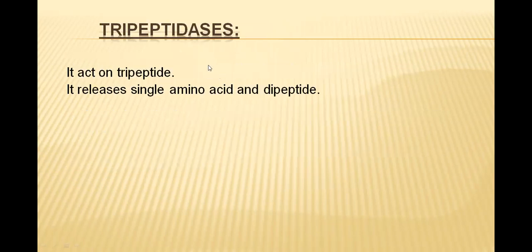The next category released from the small intestinal juice, the succus entericus, is tripeptidases. These tripeptidases act on tripeptides, that means the smaller chains which have three amino acids in them. Upon acting on tripeptides, these enzymes give a single amino acid and a dipeptide. And dipeptidase enzymes are the ones which act on dipeptides. They completely break down these dipeptides into two amino acids.